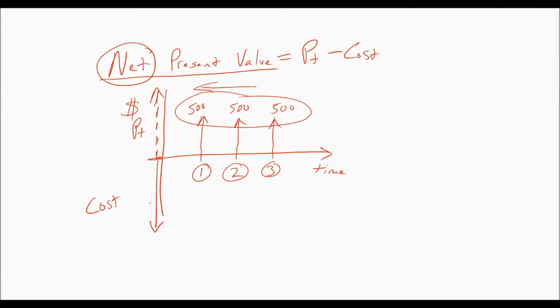If a project has a negative net present value, that's kind of like saying, hey, let's do the project. It's equivalent to losing money, which isn't going to be very popular. Now, that's the first concept.